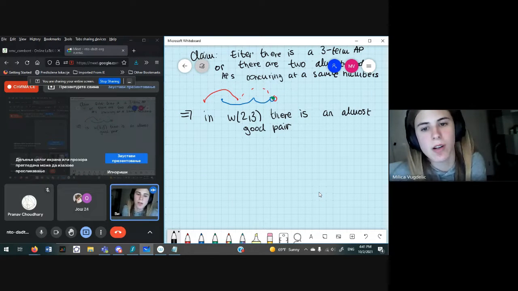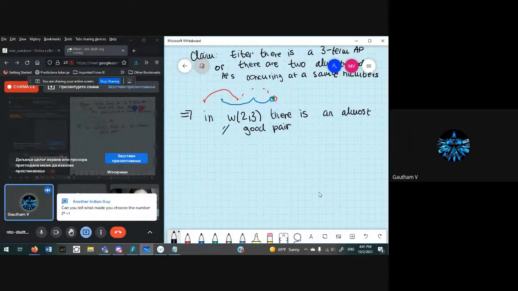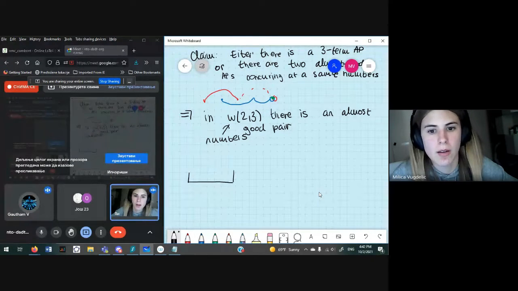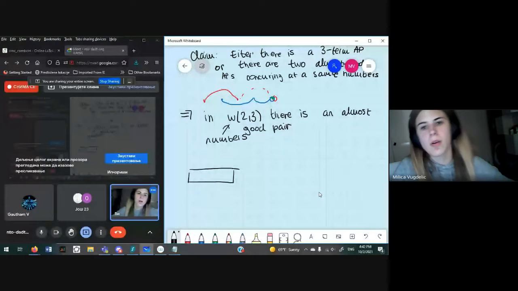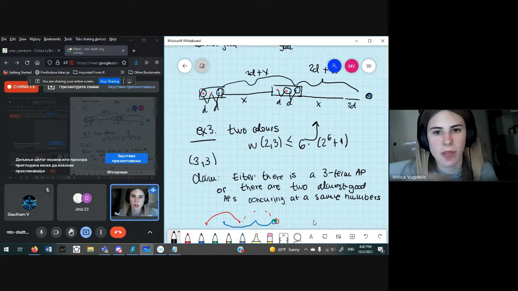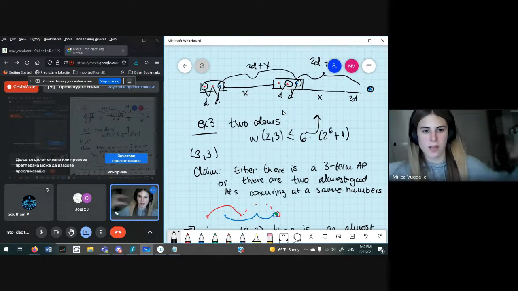Does anyone see how we proceed from this? I have an idea. Okay. What we've kind of done is we've taken almost good pairs for 6 blocks, and we sort of zoomed out to consider blocks of the size 6 times 2 to the 6 plus 1. So what would happen if we zoomed out again? Because we've sort of forced there to be an almost good pair in this big block. So yeah, in our theorem here, we're just taking this and zooming out, like you said.